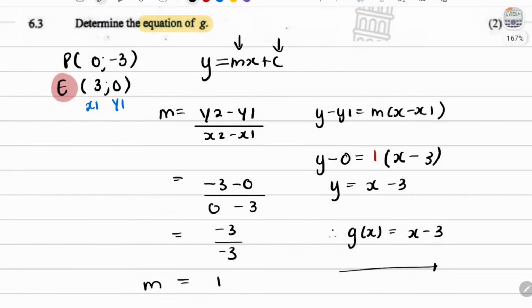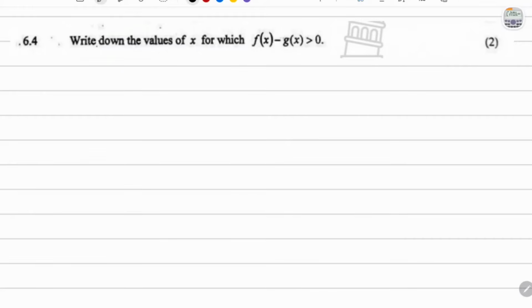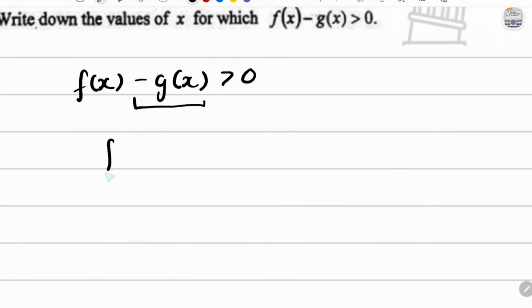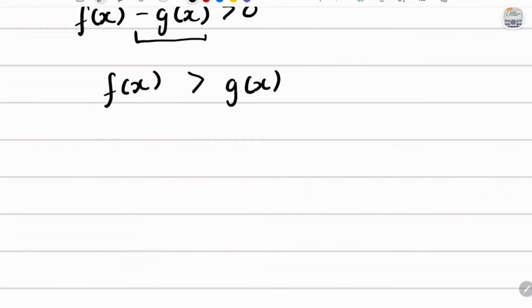Moving on to the next question. The next question, 6.4, says, write down the values of x for which f of x minus g of x is greater than 0. Okay, they're just trying to trick you by saying minus. You don't have to subtract anything. All you have to do is this. Since it says f of x minus g of x is greater than 0, why don't you just take negative g of x over the inequality? So you're going to have f of x greater than, and that now comes over and becomes positive g of x.